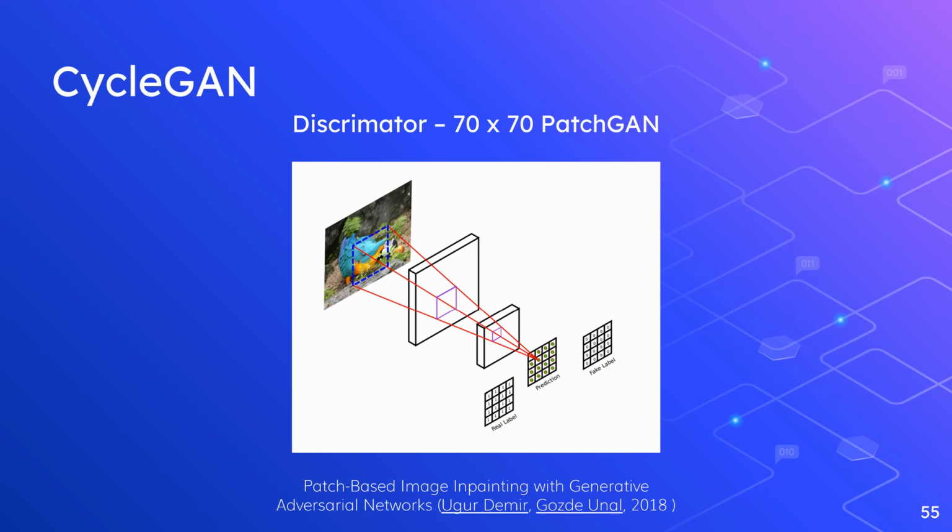The big difference between this and a regular discriminator is that a regular discriminator gives you one output, telling you if the entire image is fake or not, which will be between 0 and 1. But in this case, we'll be having a matrix, and each entry in the matrix tells you if a 70 by 70 portion of that image is real or fake.